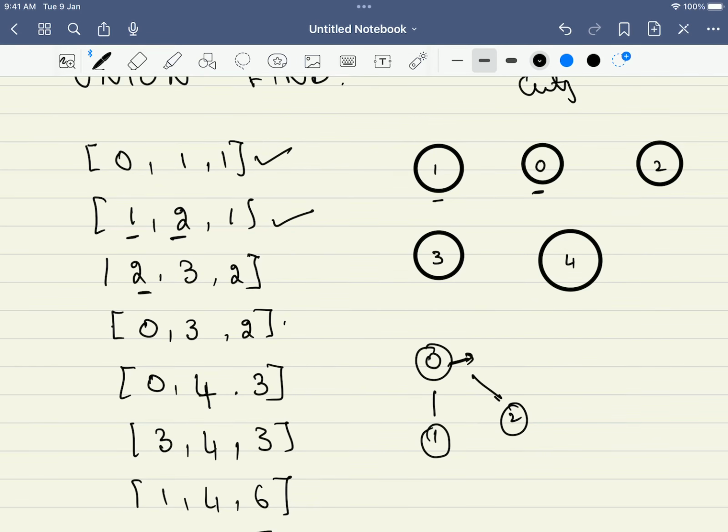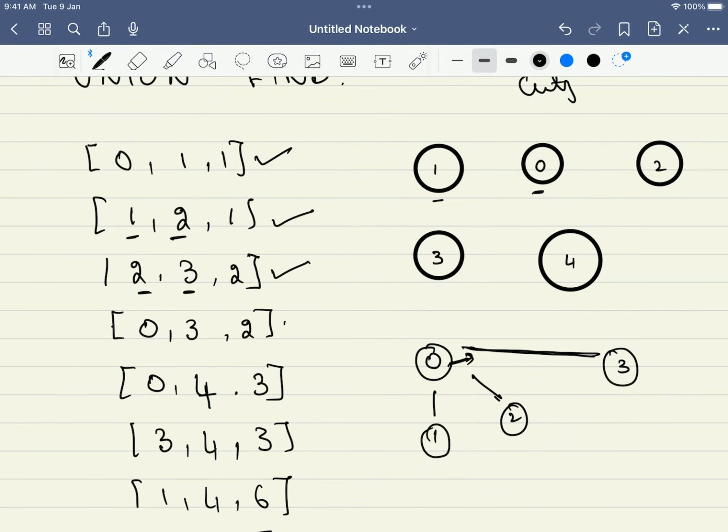Now 2 and 3 are trying to form a correlation. Are 2 and 3 in the same group? No. Why? Because their leaders are different. Who is 3's leader? 3 is itself 3's leader. And who is the leader of 2? 0. So what do we do? We bring 3 to the same group. That is, we will make 0 the leader of 3 also. So this is also done.